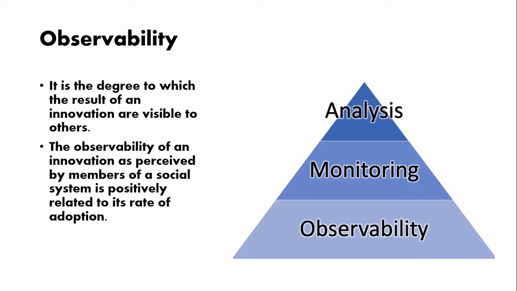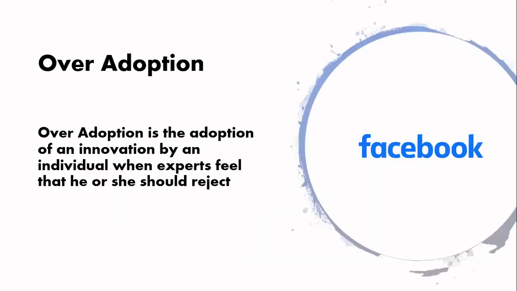If it is difficult to perceive or observe by the social system, if it is intangible or hypothetical, then the rate of adoption is actually very slow or very low, right? There is also something that is not among the qualities of innovation, but I put it under adoption, right?